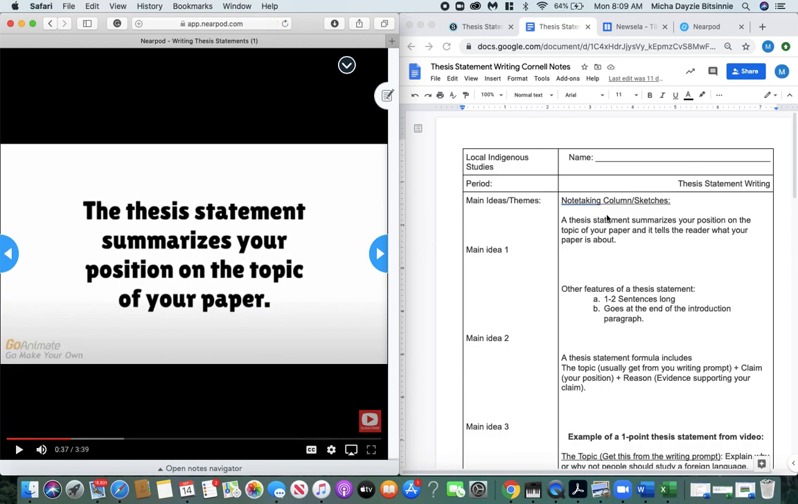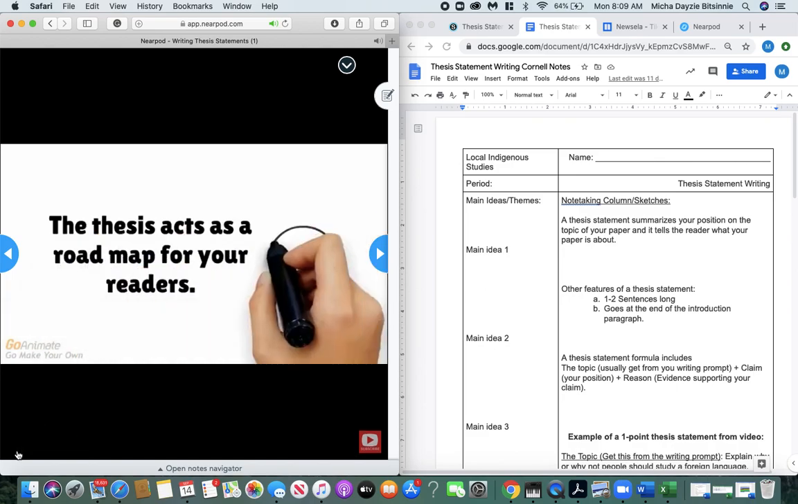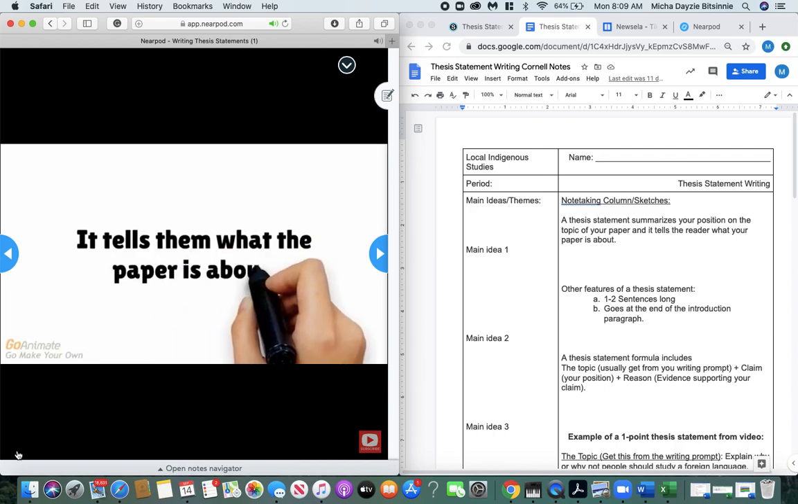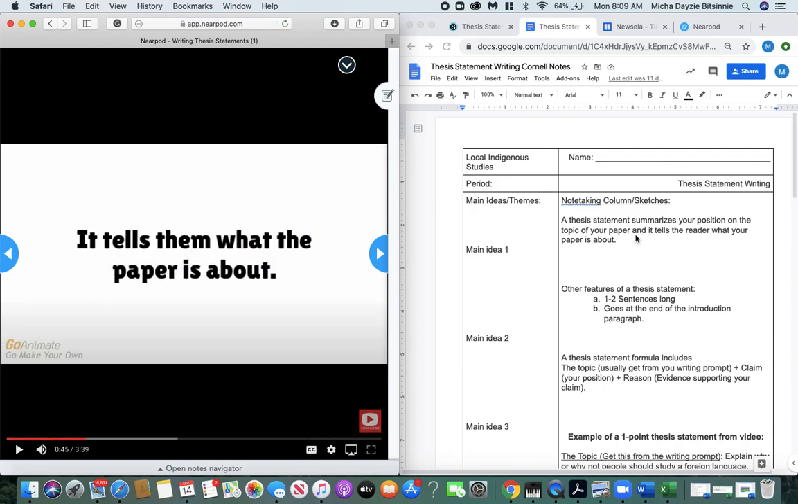So you can see here, a thesis statement summarizes your position on the topic of a paper, and it tells the reader what your paper is about. So you'll see that here. The thesis acts as a roadmap for your readers. It tells them what the paper is about. And again right here, it tells the reader what your paper is about.